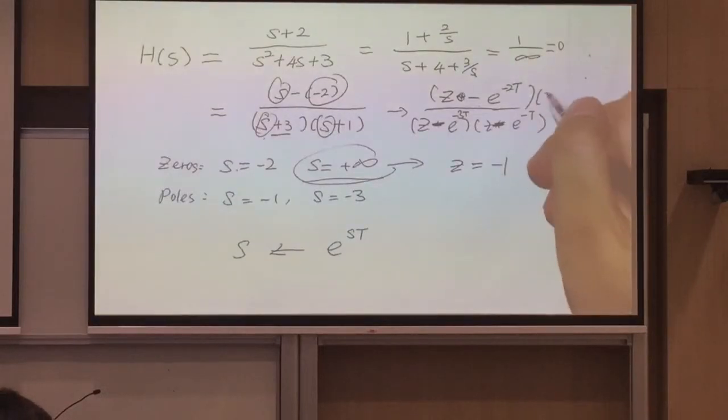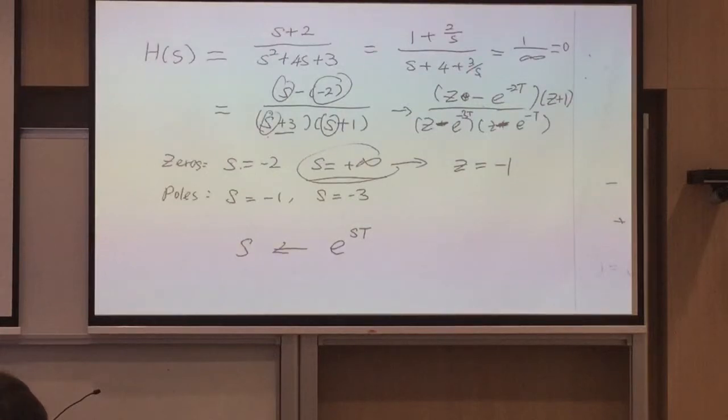So you can have another one, Z minus 1, then it becomes 1. So is this simple? Not finished yet. After you have done this, you have basically done some simple mathematics here. You find out the zeros, you find out the poles. After you find out the zeros and poles, you replace them by e power sT.